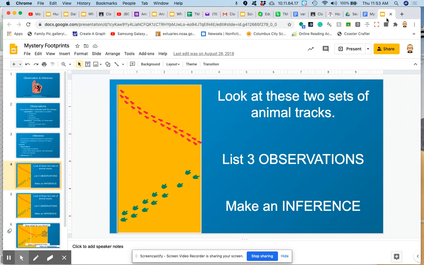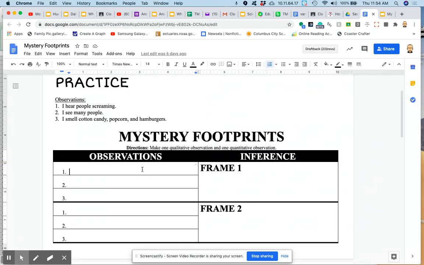Okay. So we can say there are 1, 2, 3, 4, 5, 6, 7, 8, 9, 10, 11, 12, 13 green animal tracks. We can say there are 2, 4, 6, 8, 10, 12, 14, 16, 18, 20, 22, 24. There are 25 red animal tracks. So again, over here, I would say there are 13 green animal tracks. There are 25 red animal tracks.